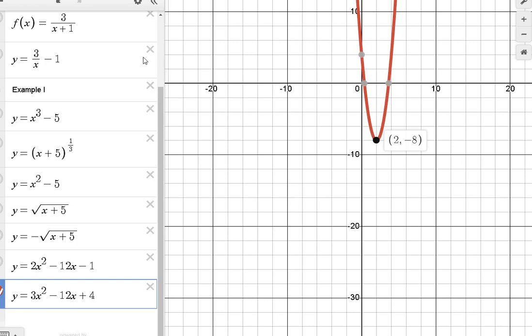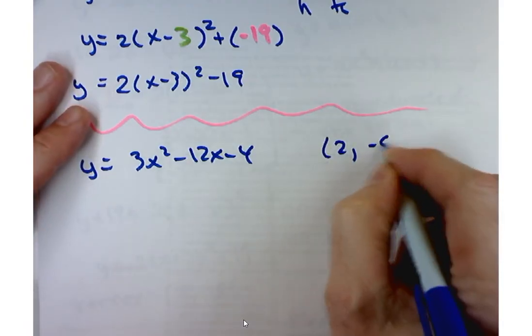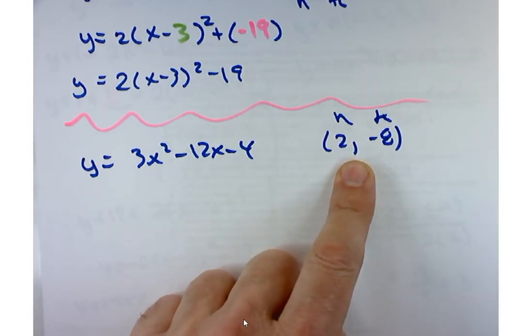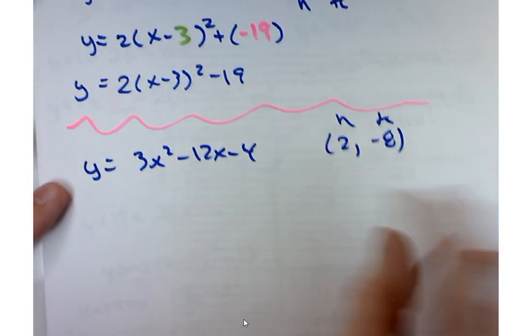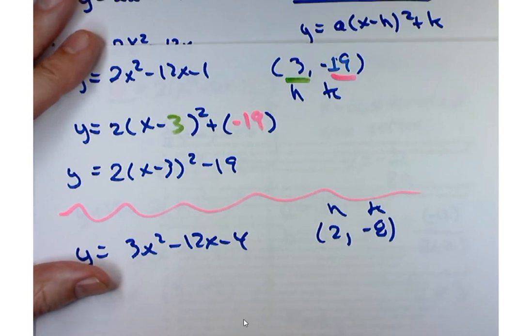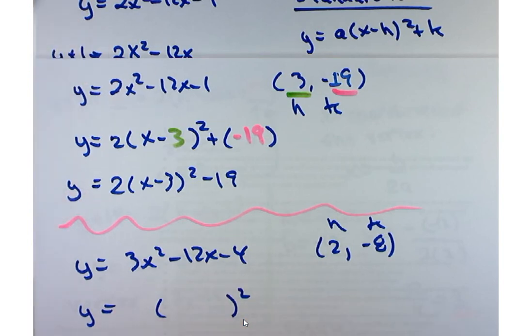Let me rewrite the equation here for a second. Y equals 3x squared minus 12x minus 4. And I know that 2, negative 8, h and k, that's my vertex. So then can you put it into that standard form if you know it's the vertex? See if you can rewrite it as something squared, something here, something there. Put it in that standard form now that you know h and k.